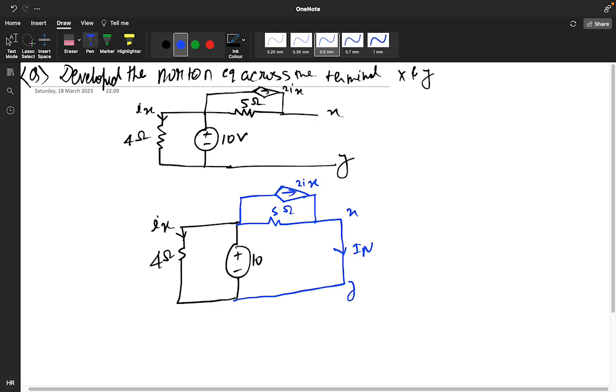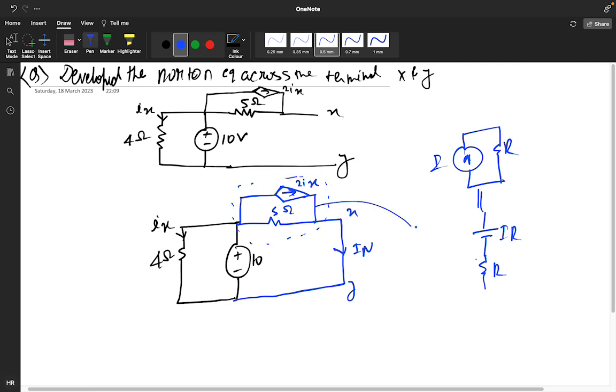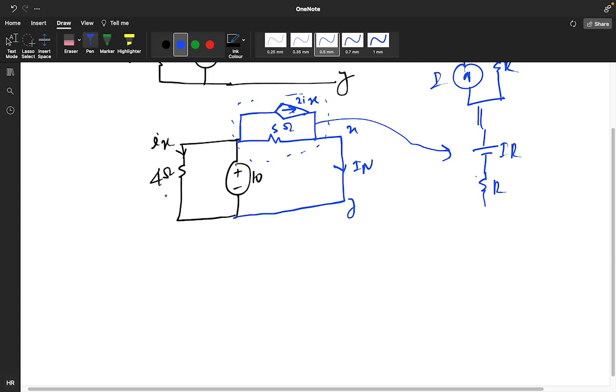So what I told you, if I have a current like this, if I have a resistor like this, if I is there, if R is there, I can make these things as positive negative I into R with resistor. So this thing can be replaced like this for simplification. So we'll get positive negative 10 volt. This is your Ix. This is 4 ohm.